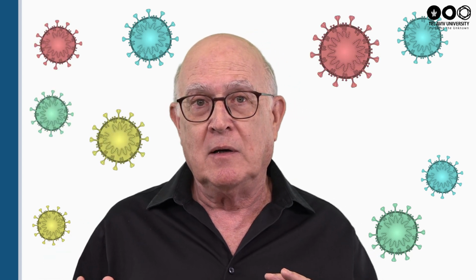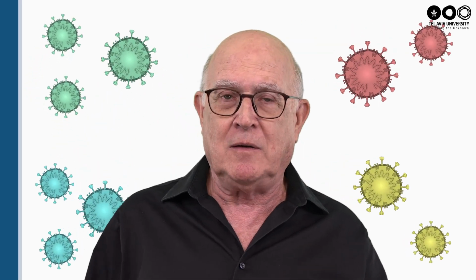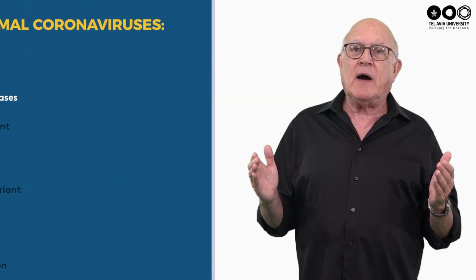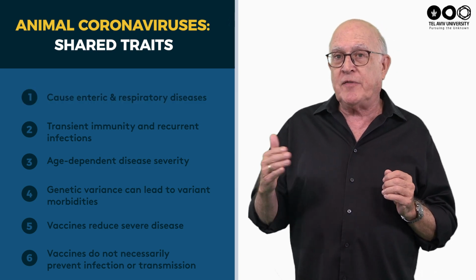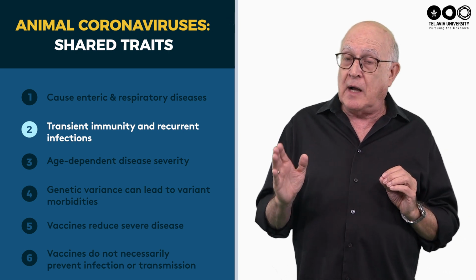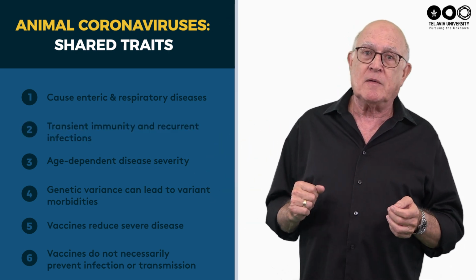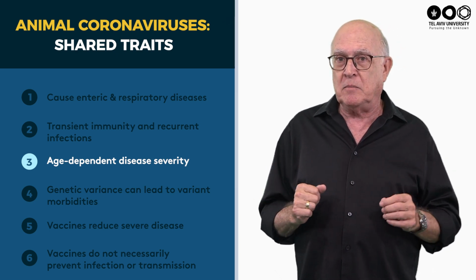Reviewing the diversity of the viruses amongst viral genera, the diseases they cause in mammals and birds, the natural immune response, and age-dependent mortality, along with variable protection by vaccines, seem to reveal a pattern. Coronaviruses typically cause enteric and respiratory diseases. Natural infection leads to what seems like only transient immunity and consequently recurrent infections. Age dependence is associated with severity of disease outcome.